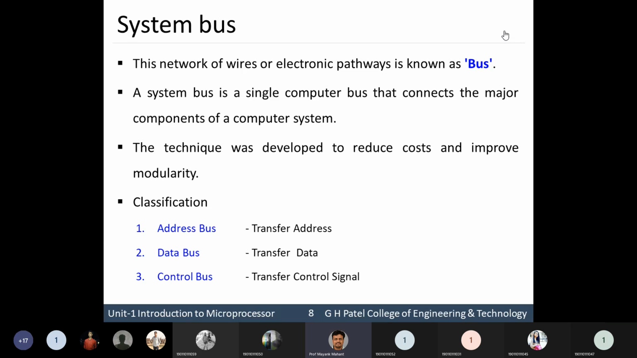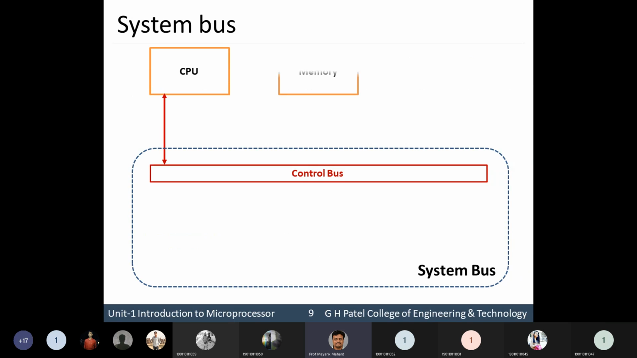Sorry for the interruption. The system bus is classified into three different types: an address bus, a data bus, and a control bus. So let us see how these buses are organized in the microprocessor system.